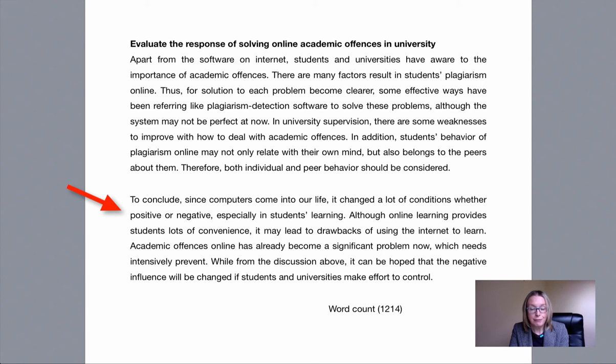The final paragraph is intended as conclusion. It follows the expected moves. That is a summary of the main ideas, a restatement of the thesis statement, and some recommendations or predictions for the future. Because the response section in this essay is not the strongest, a comment on ways of effectively solving the problem of academic offences online is missing from the conclusion.